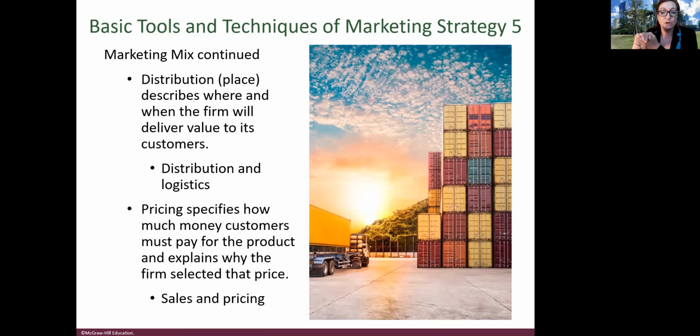Coming back to the 4 Ps now, we're talking about P for place, but rather than being overly simplistic, let's talk about distribution and logistics. Basically, this is all about when and where the firm delivers that value to the customers. And let's not forget about sales and pricing. So essentially what we want to be doing is designing and delivering the right price to the right customer at the right time, and getting it right the first time.